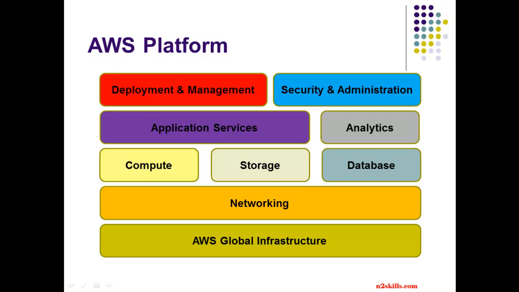First, we will take a look at the AWS global infrastructure because everything lives within AWS global infrastructure, and then we will learn about AWS networking. On top of networking, you have services like compute, storage, database, application services, and analytics. After that, we will take a brief look at deployment and management, as well as security and administration. And later in this course, we will explore the areas relevant to the exam in much more detail.